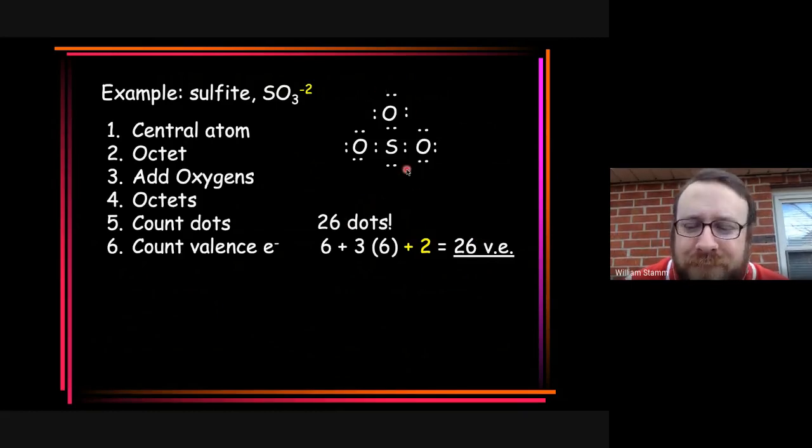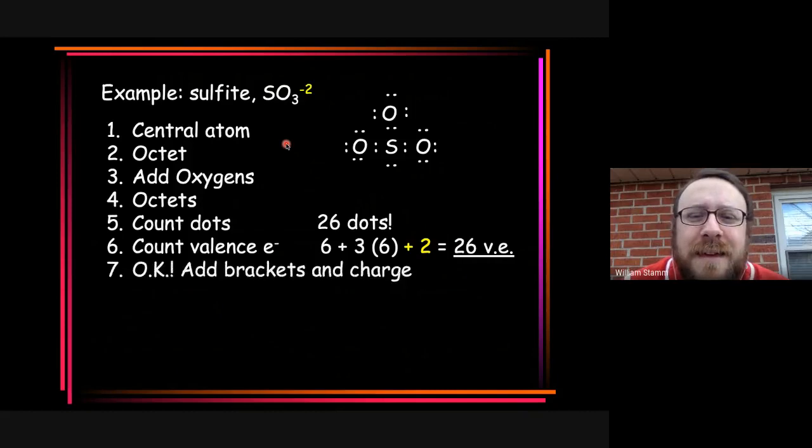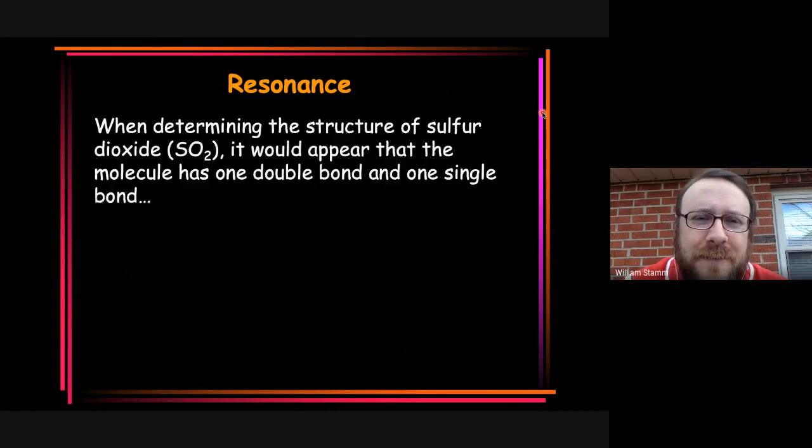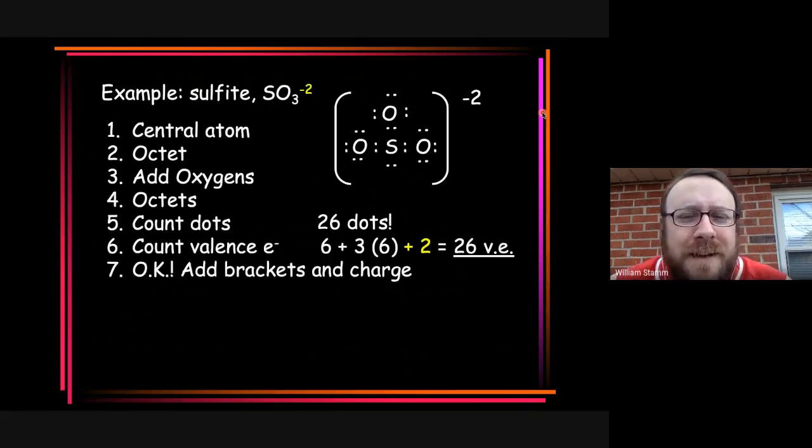It's not done yet. What you actually have to do, because it's a polyatomic ion, if you are asked to draw a Lewis dot structure for one of these, you got to put brackets around it and then put the charge outside of it. Just to say, this is not just normal SO3. This is SO3 with a -2 charge. That's how you signify that. So that's all we got for that.